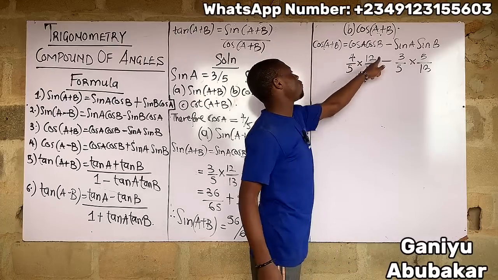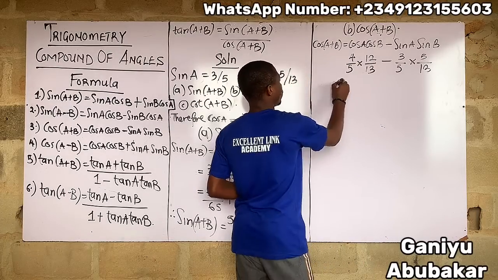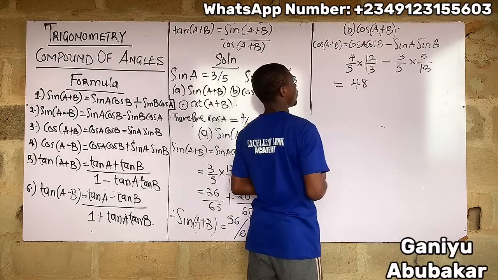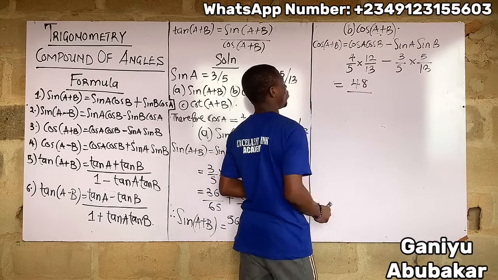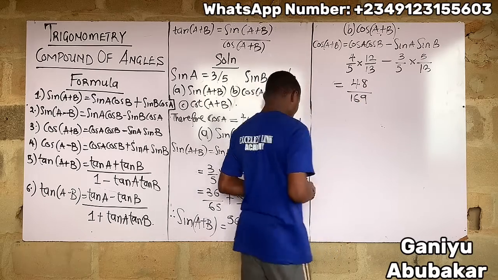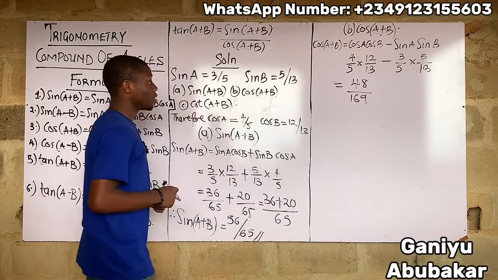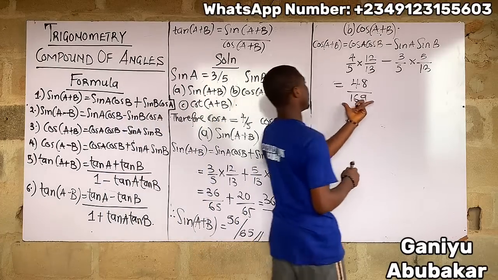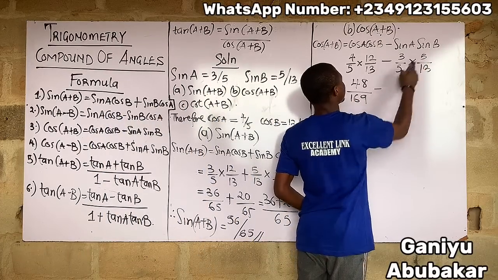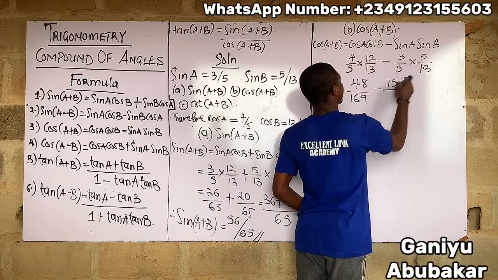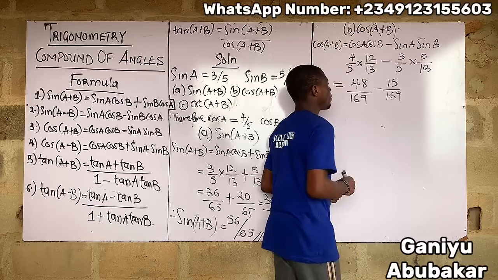Multiply 4 times 12, that's 48, right? All over 5 times 13, which is 65. From there, I have this one here. So minus 3 times 5 is 15, over 65. Am I correct?